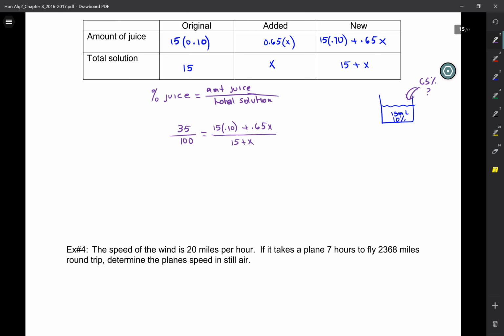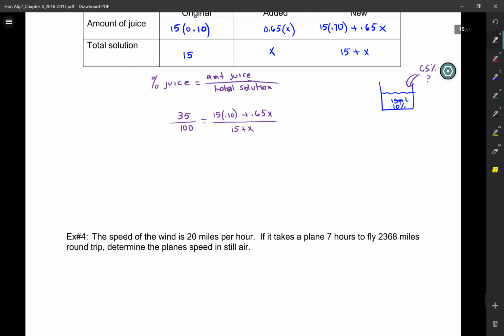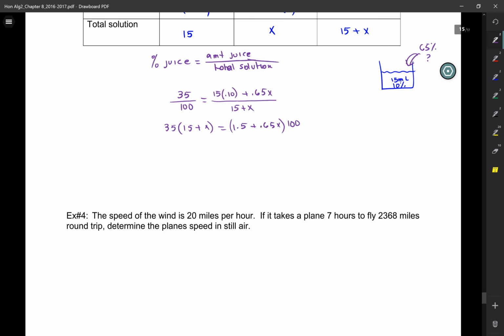We could cross multiply. That's the easiest. Well, cross multiplying turns out to be easier here. So let's just cross multiply. So 35 times 15 plus x is equal to this one. How much is this? It's 1.5 plus 0.65x times 100. Right. So here we have 525 plus 35x is equal to 150 plus 65x.